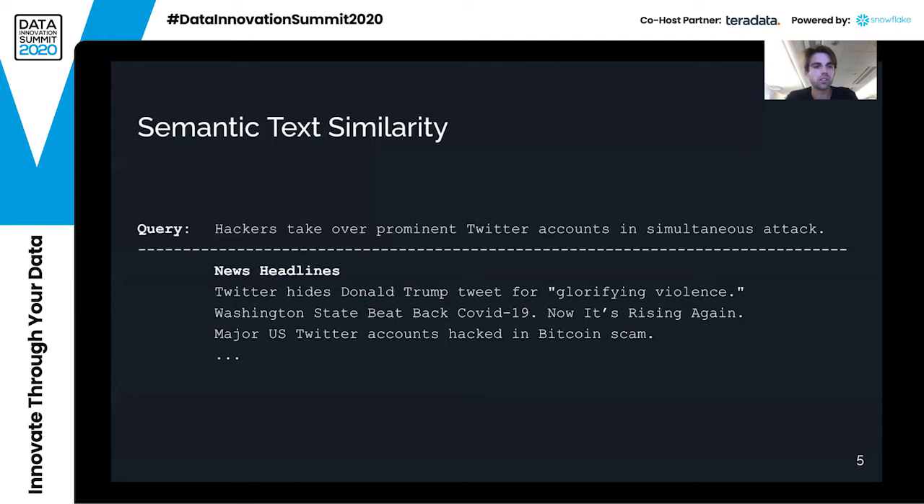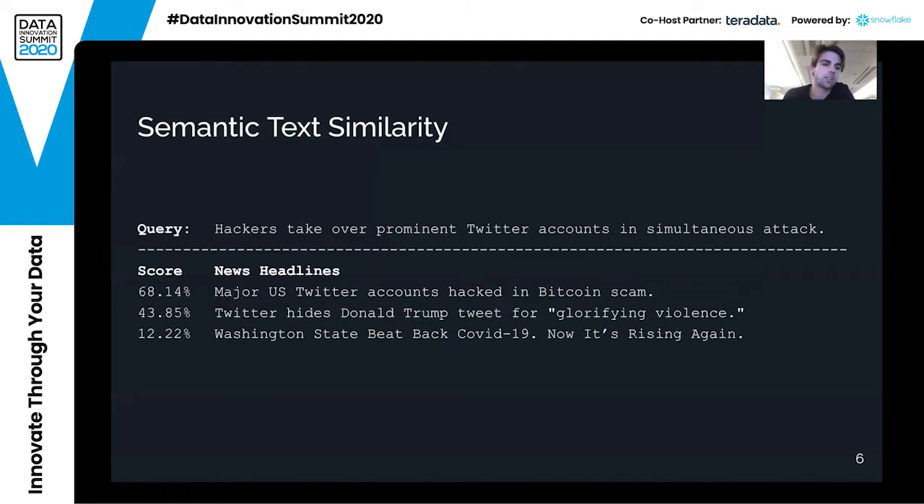What I mean when we talk about semantic text similarity is that we want our computer or machine to understand that our query, hackers take over prominent Twitter accounts in simultaneous attack, is actually most similar to the last one, major US Twitter accounts hacked in Bitcoin scam. So we want our computer to understand that and rank that, for example, like this.